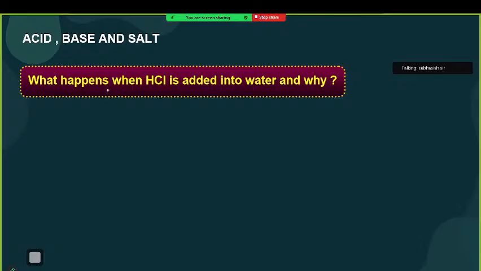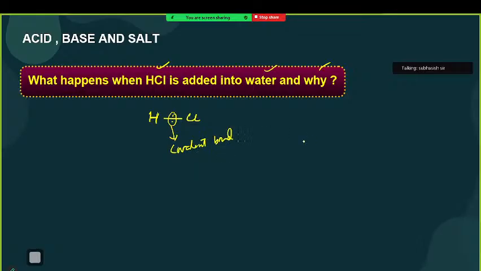Here you see what happens when hydrochloric acid HCl is added into water, and why. In HCl, hydrogen is covalently bonded with the chlorine atom. This is important. Hydrogen gets attached with the chlorine atom through a covalent bond.